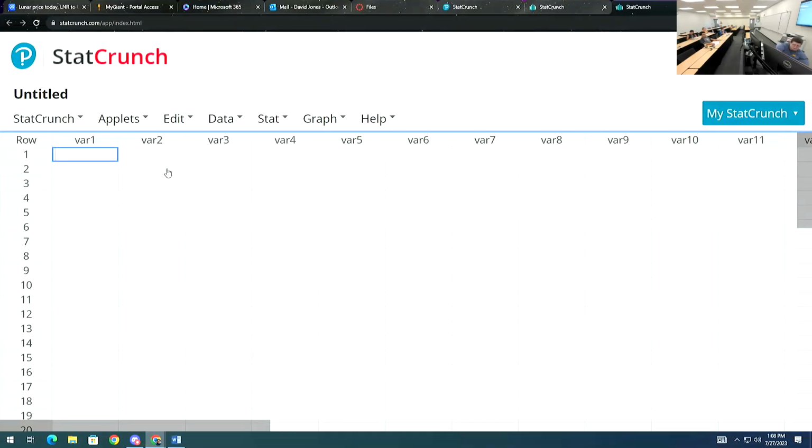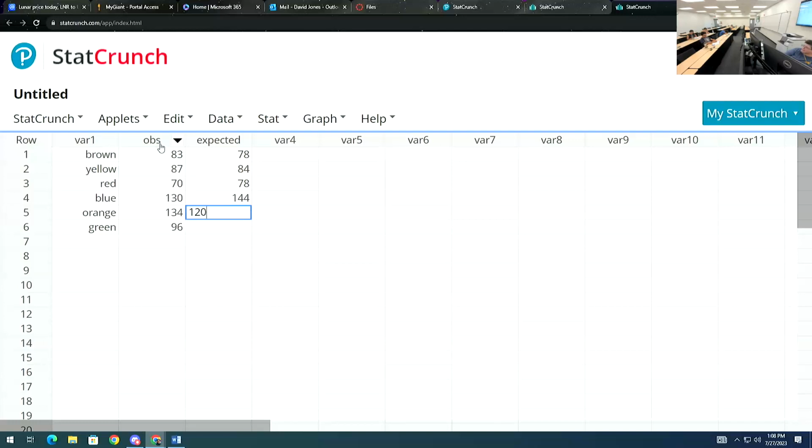So I'm just going to put the names down so I can keep track of everything. I'm going to label my columns so they're easier to find. This is observed. This is expected. I have 83, 87, 70, 130, 134, 96. And my expected values are 78, 84, 78, 144, 120, 96.